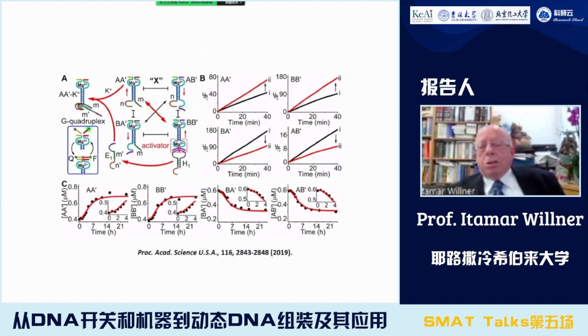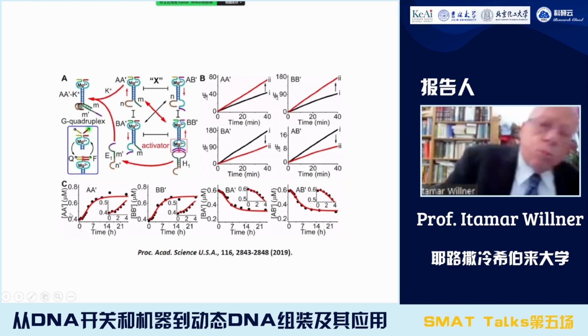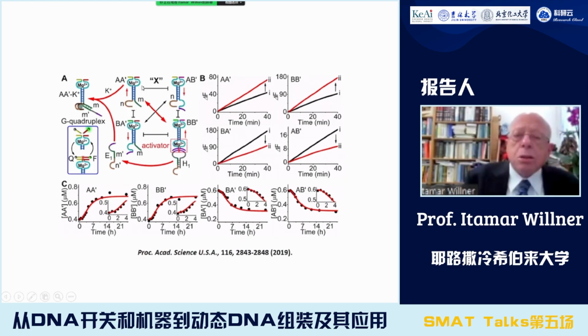Besides intercommunication, I mentioned the feature of feedback. Here we can see a nice example of a network based on DNA that reveals feedback properties. We have here a network X. We subject the network X to this hairpin H1. H1 is being cleaved by this DNAzyme unit that is associated with the constituent BB prime.